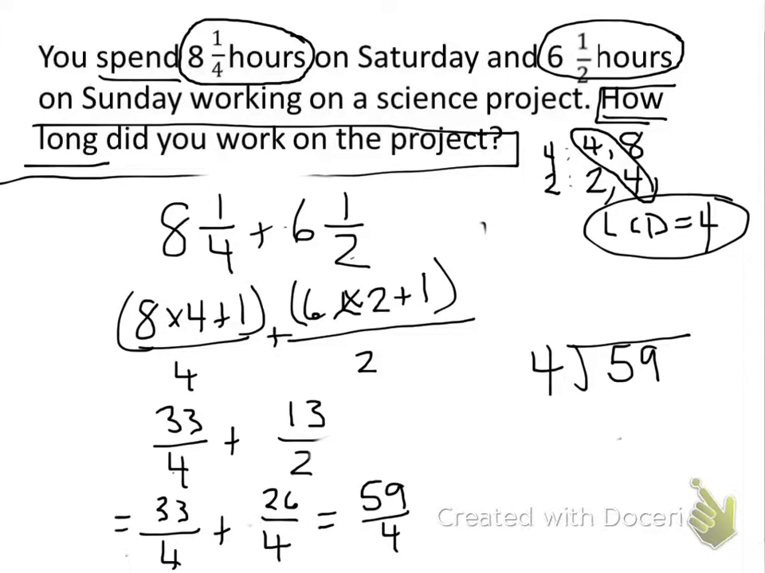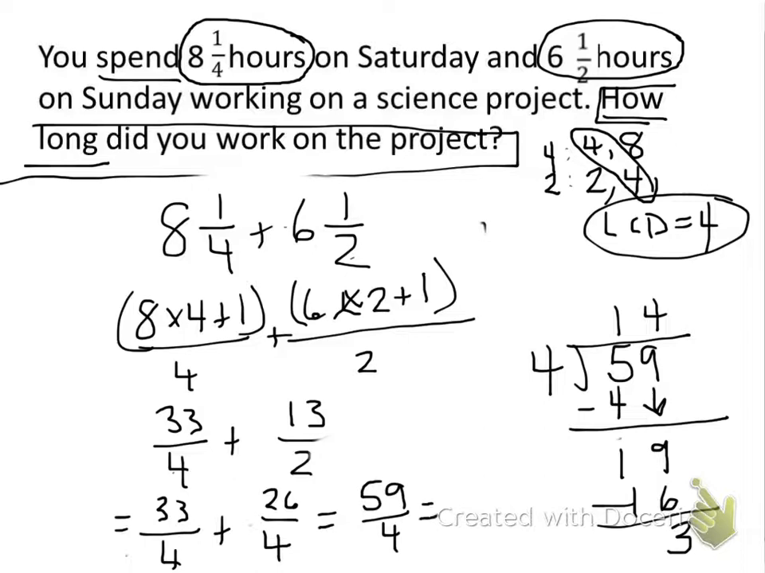So we're taking 59 and dividing it by 4. 4 goes into 5 once. 1 times 4 is 4. We're going to subtract them. 5 minus 4 is 1. Bring down that 9. How many times can 4 go into 19? 4 goes into 19 4 times. 4 times 4 is 16. And we have 19 minus 16, and we get a remainder of 3.